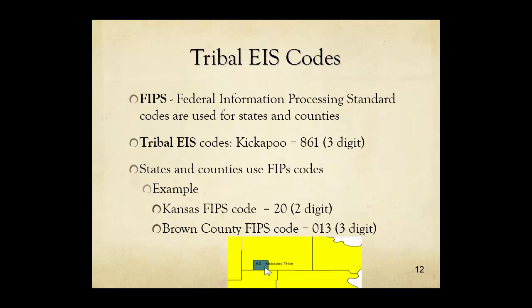So what is FIPS? FIPS stands for Federal Information Processing Standard. And what that means is that there's a code for states and counties. Tribes have codes within EIS, so Emissions Inventory System codes. So Kickapoo tribe is signified in code form by 861 and is a 3-digit code. States and counties have codes that are 2 digits long for states and 3 digits long for counties.